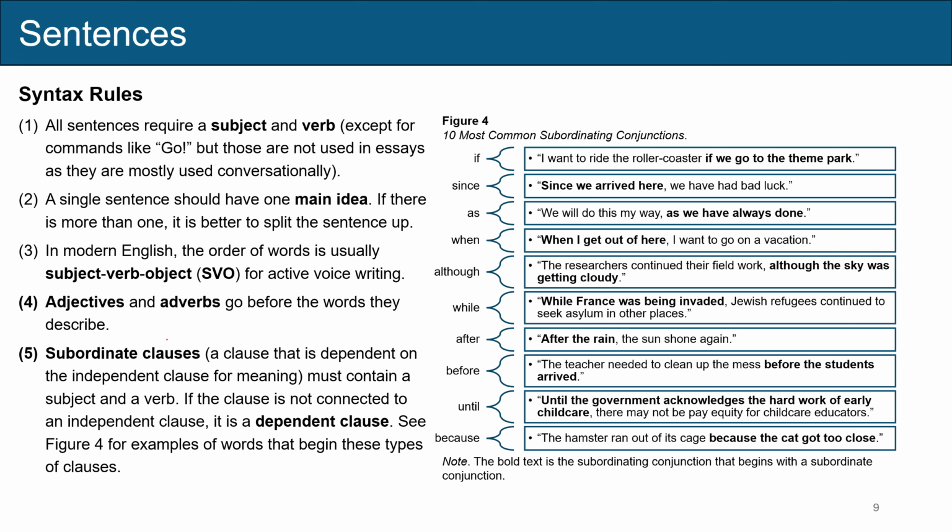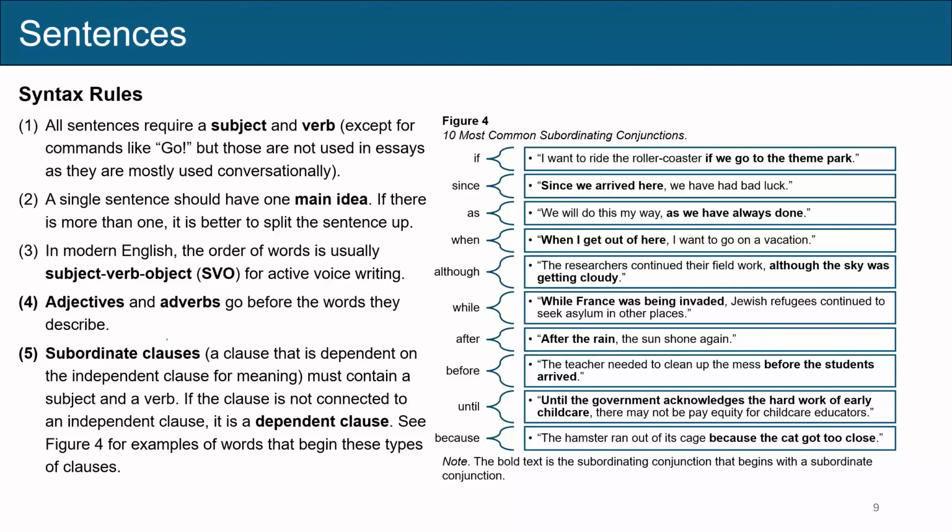So, some general syntax rules for English. All sentences are going to require a subject and verb. And this is specifically for academic writing. So the shortest sentence in the English language is "Go," as it's shown here, because it is directing an action based on dialogue. But in academic writing, this wouldn't work as a complete sentence because it's based on dialogue and conversation. So you need to have a subject and a verb in all your sentences.